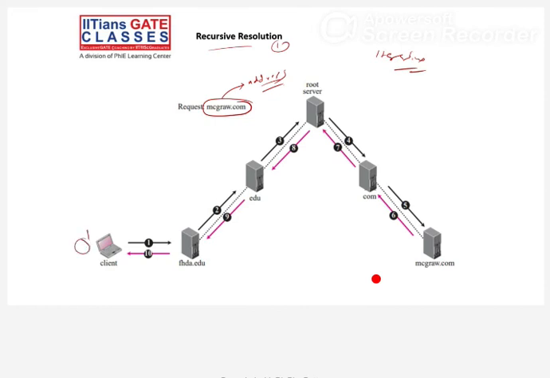Sorry, the generic and country domains help from name to IP, and the inverse domain helps from IP to name. There is one question from the inverse domain in GATE 2007, maybe. Yeah, GATE 2007. There is one question from the inverse domain. Let's see what the meaning is. Just basic information.